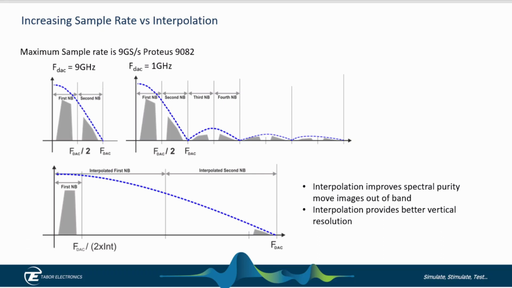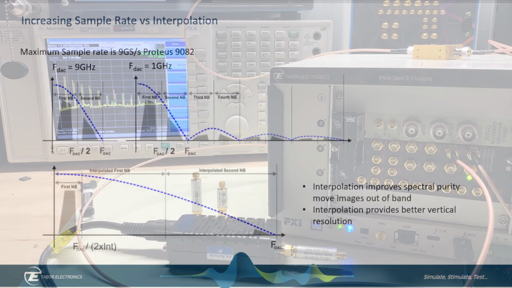And one of the problems with higher sample rates is that the vertical resolution of the instrumentation becomes worse. So at 1 gigasample, 2 gigasamples, you're going to get 16 bits of vertical resolution effectively. At 9 gigasamples, you're probably going to be at 8 bits of actual vertical resolution. So let's take a look at that and what that means.